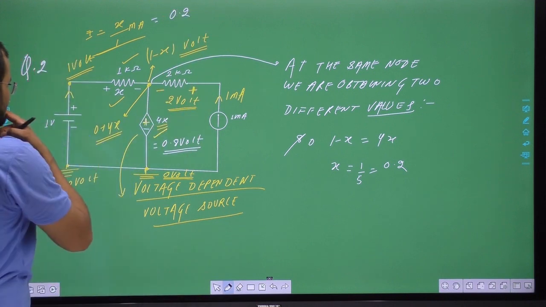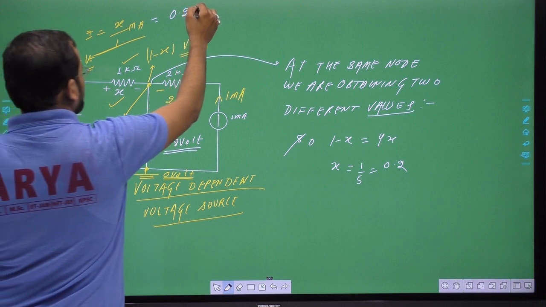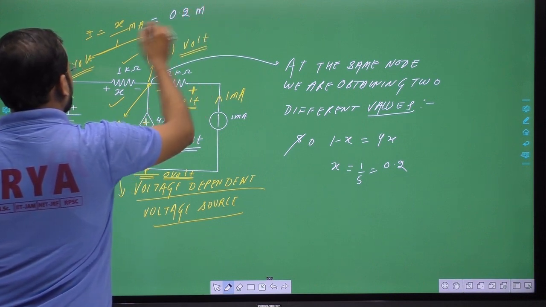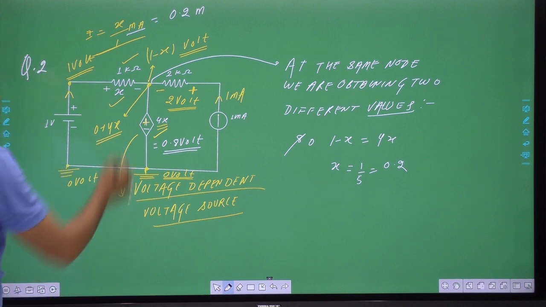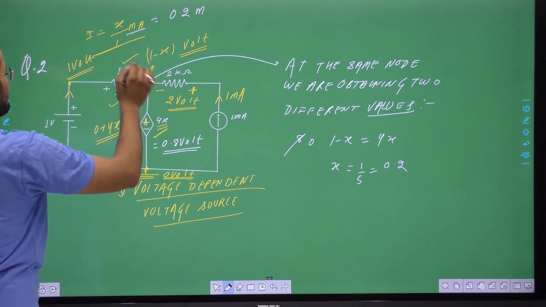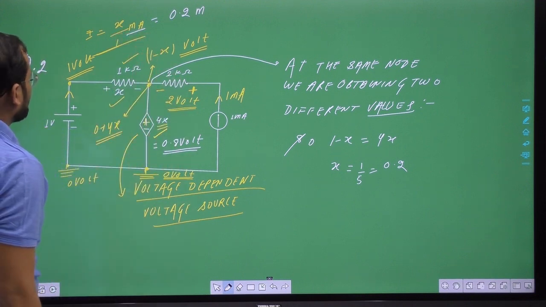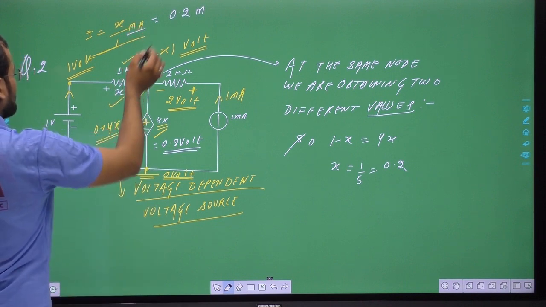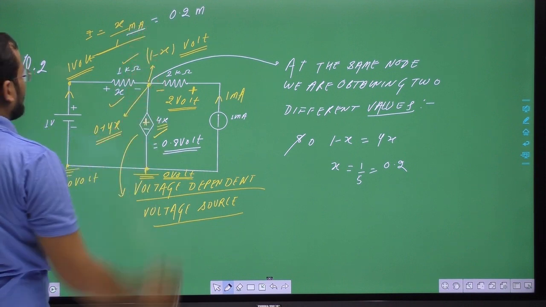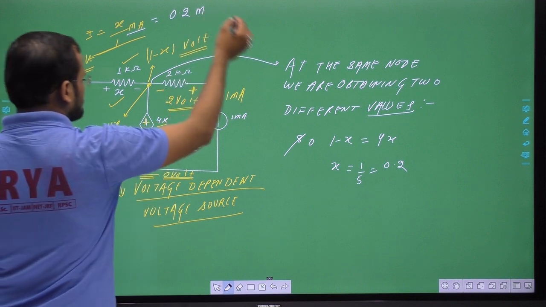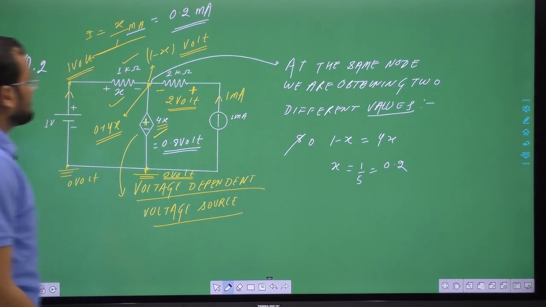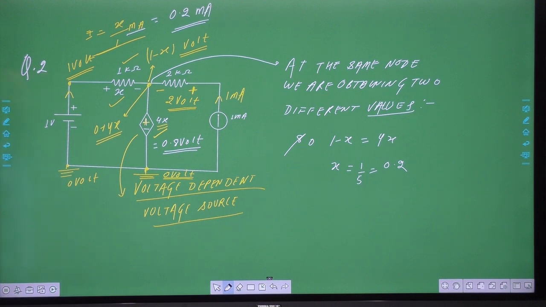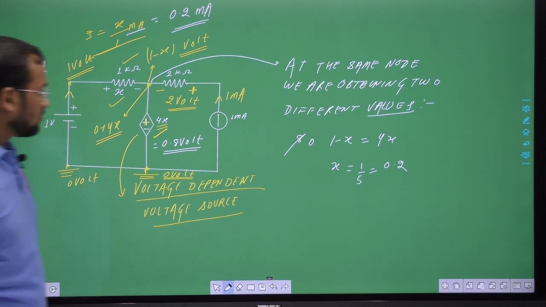Since V is equal to I R, I is equal to V by R, and V is x by 1 kilo ohm, then it will give us 0.2 milliampere. Okay, this value I is 0.2 milliampere. What is the value of I? I will be equal to 0.2 milliampere.